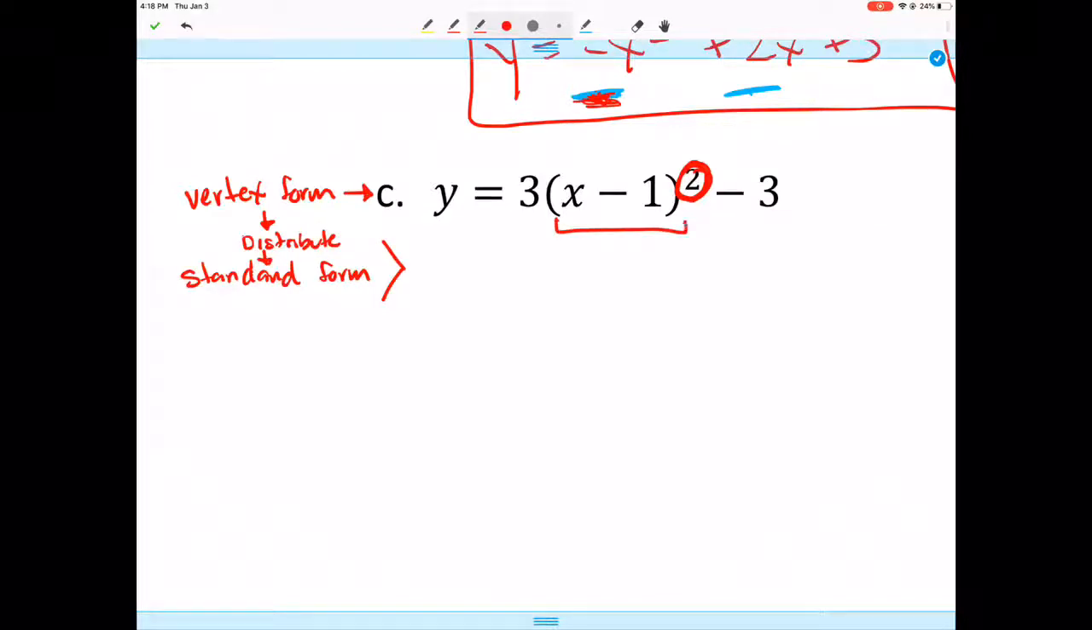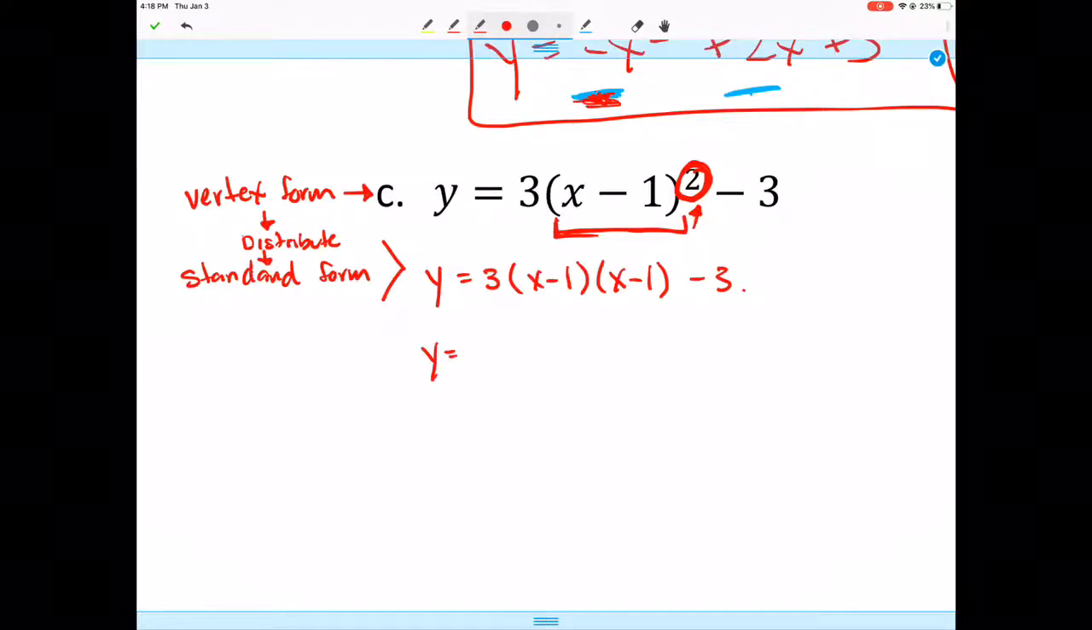So we're multiplying x minus 1 by itself 2 times. If it was a cube, then we'd be multiplying it by itself 3 times. So here we're going to rewrite this as y equals 3 times x minus 1 times x minus 1 minus 3. And then we can FOIL, or if you prefer, you can distribute that first. I like to FOIL first.